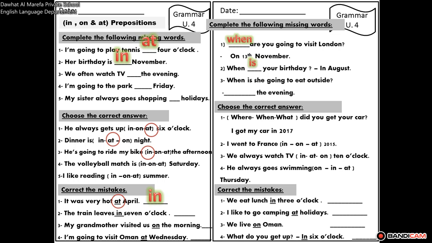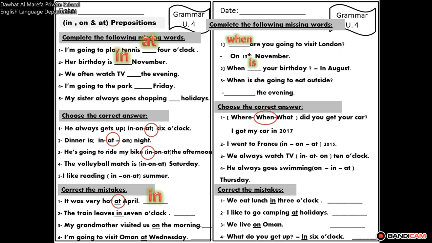Let's go to the next question. We are going to choose the correct answer. Did you get your car? I got my car in 2017. This is a time, and we are going to ask about time using where, when, or what. We are of course going to use when.